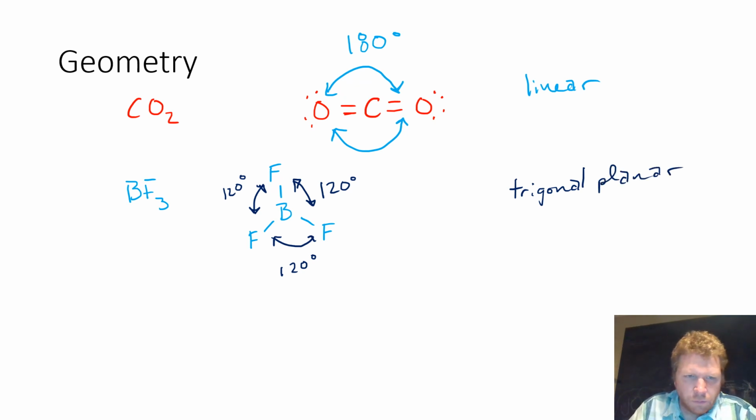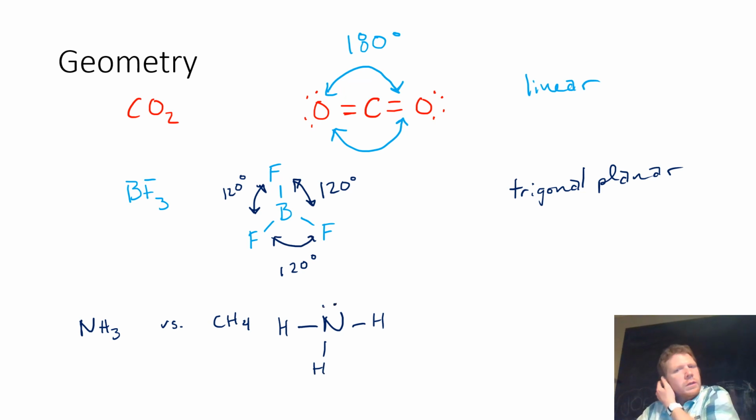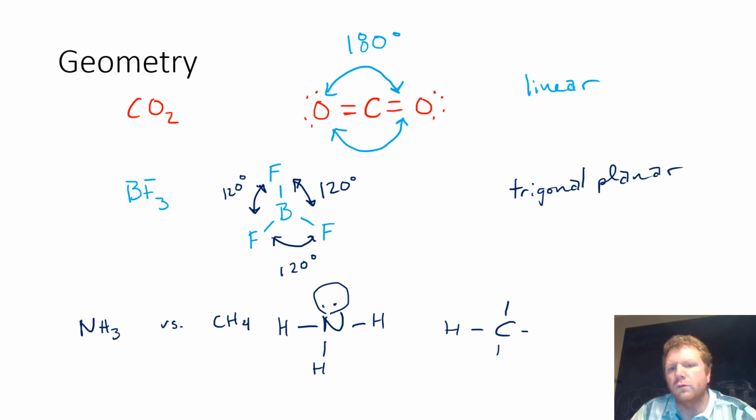Now, if we take 2 different molecules, NH3 versus CH4, let's look at these 2 different compounds. NH3 looks like this. So it has a lone pair of electrons right here, and then it's got 3 bonded hydrogens. CH4, on the other hand, has 4 hydrogens.